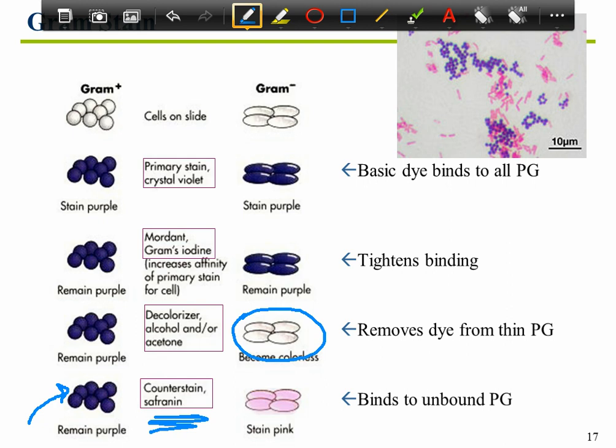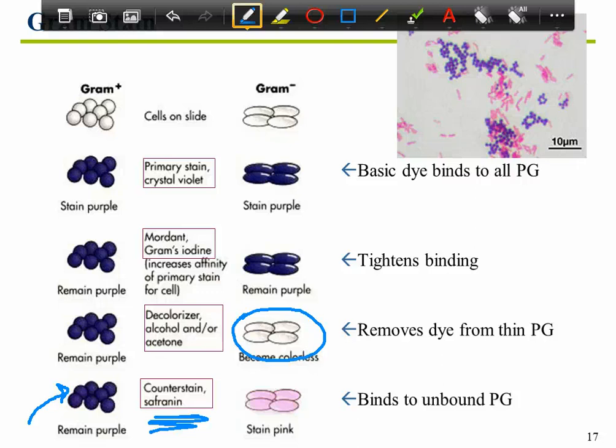Now, you can mess this up in different ways. You can leave decolorizer on too long. That's probably the number one way that people screw things up. Or they don't leave the decolorizer on long enough, and too much crystal violet stays in the cell wall and it can't be stained effectively with the safranin.